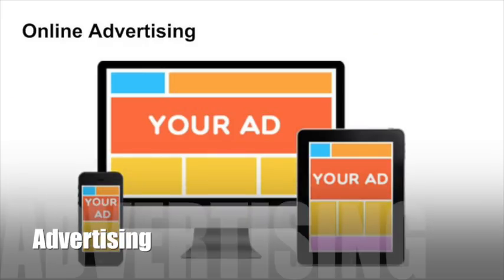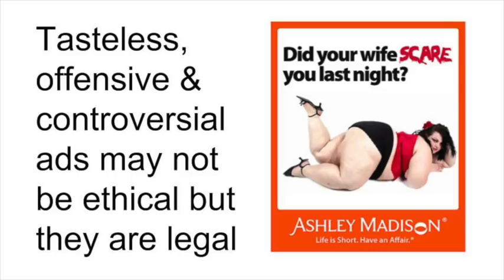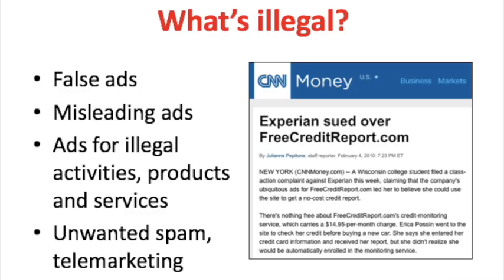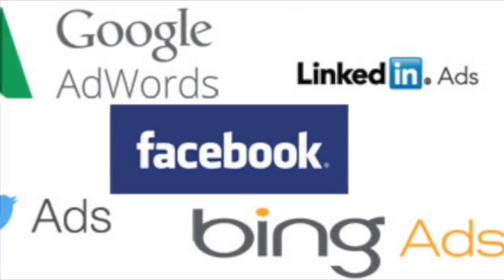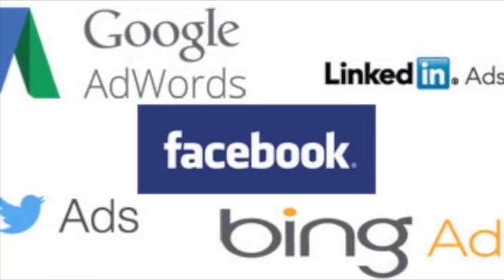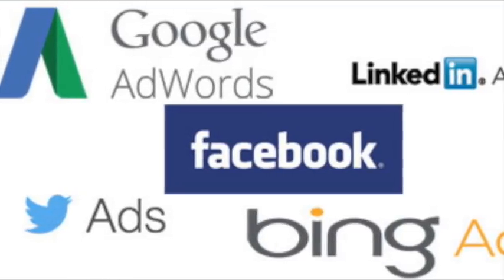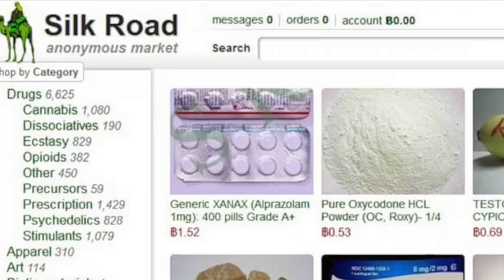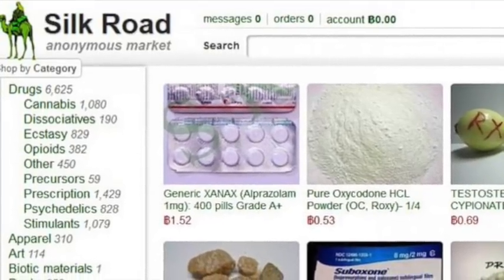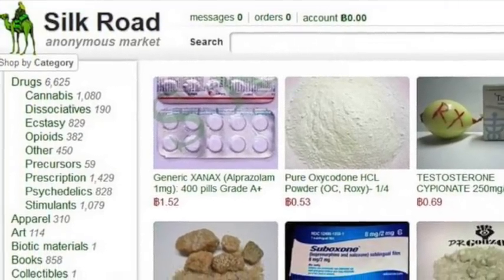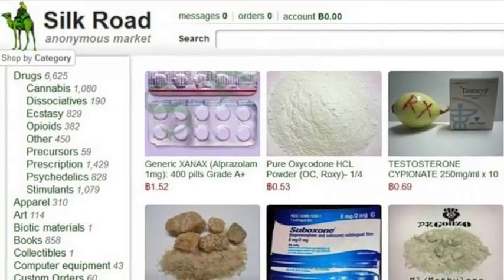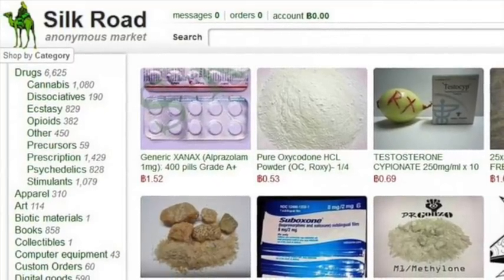Next up is advertising. Controversial advertisements are okay, but false and misleading ads are prohibited. In addition, ads that promote discrimination or other illegal activities are also illegal. Websites and online ad services such as Google AdWords can be punished for accepting ads with illegal products, services, or activities. For example, in 2013, the FBI shut down a website called Silk Road, which was used as an online market for selling and buying illegal drugs.